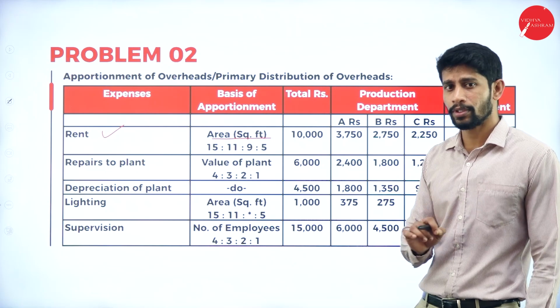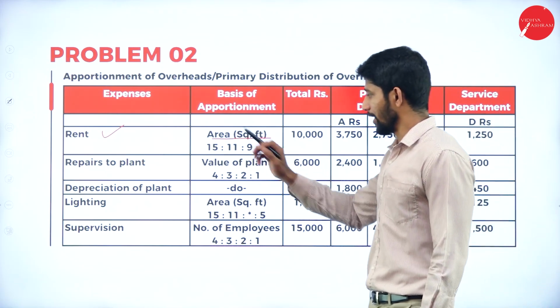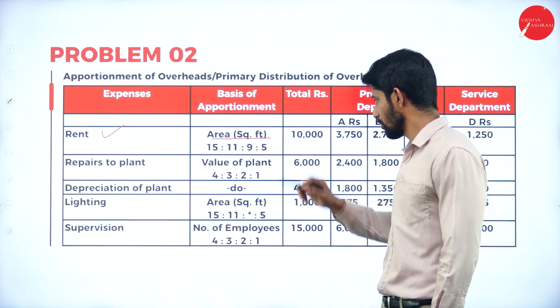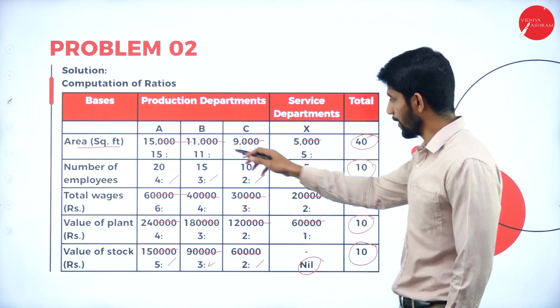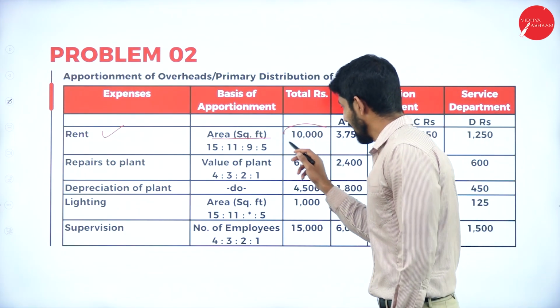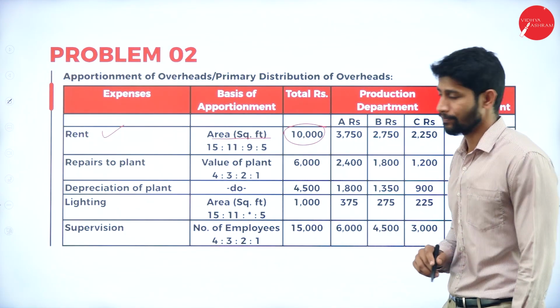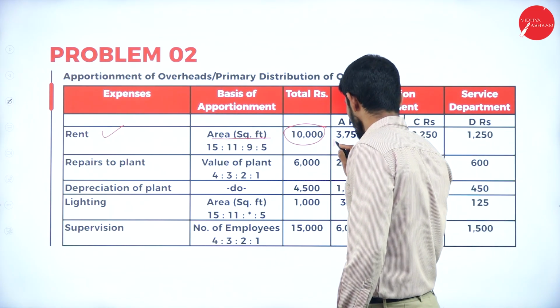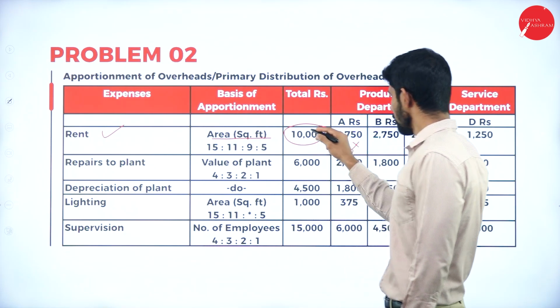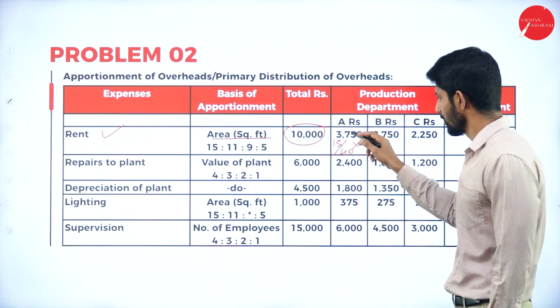Okay, the rent is supposed to be distributed based on area. So what is the ratio for area now? 15 is to 11 is to 9 is to 5. So we already found the total of 40. So total rent is how much? 10,000. So here 15 divided by 40 into 10,000. How much will you get?